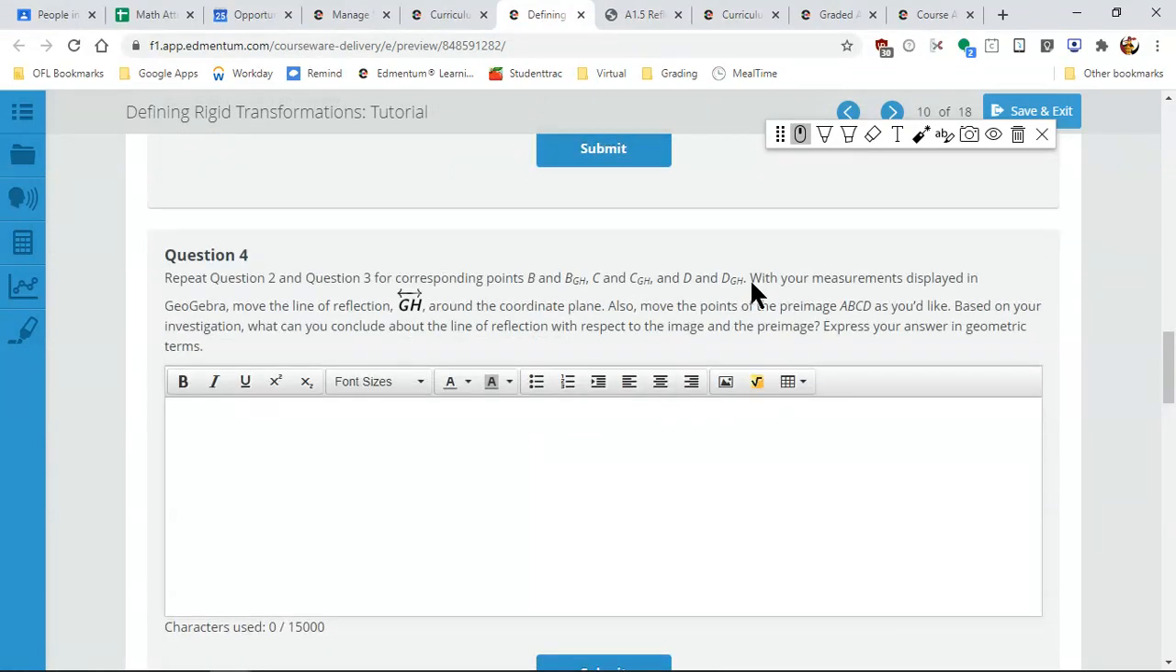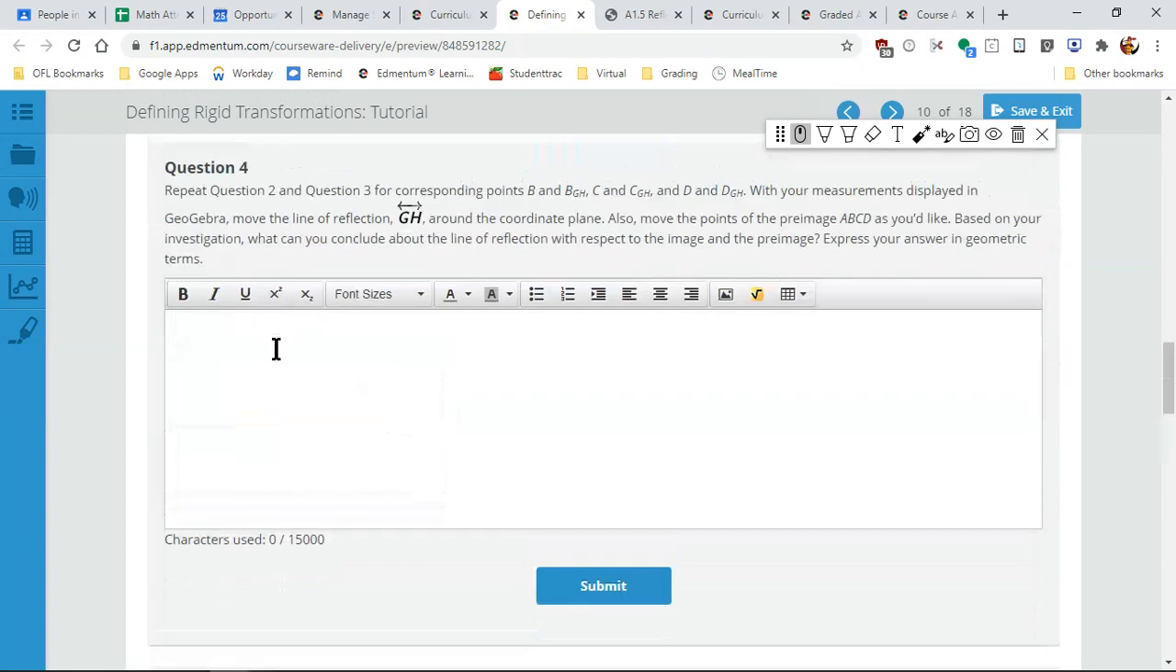What do we know about the corresponding thing? So we're just going to say that all of them are always the same distance. So the distance from a point on the pre-image to the line of reflection is equal to, or we can say congruent. I'll say congruent. It's congruent to the distance of the corresponding point on the image.